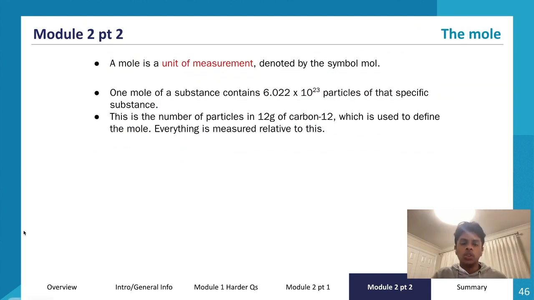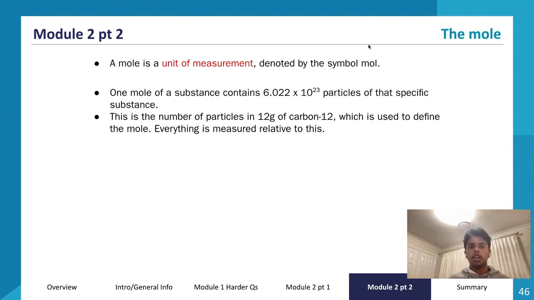A mole is a unit of measurement denoted by the symbol mol, or the symbol n. If we say 1 centimeter, what makes up 1 centimeter? Well, 10 millimeters make up 1 centimeter. So the mole is used to dictate the number of particles within a specific area. 1 mole of a substance is indicative of 6.022 times 10 to the power of 23 particles of that substance. So if I say I have 1 mole of sodium, that means I have 6.022 times 10 to the power of 23 particles of sodium. So that's what the mole is.